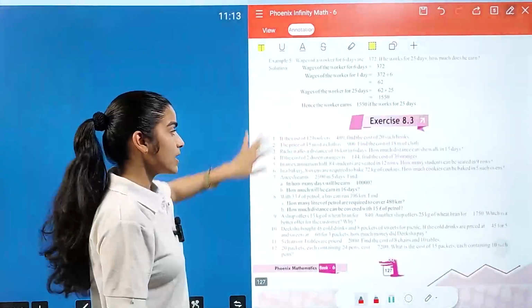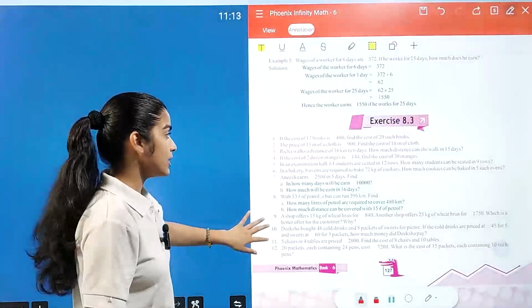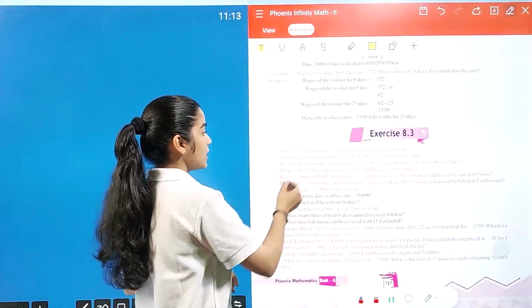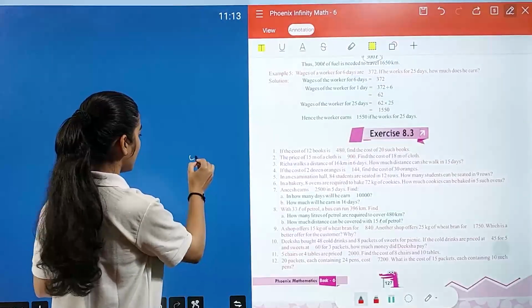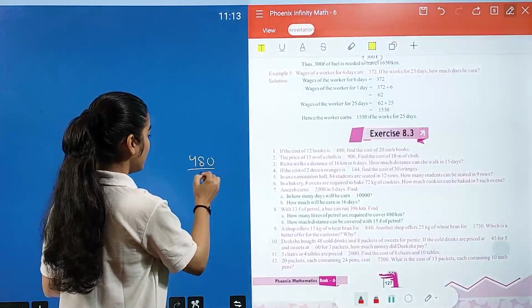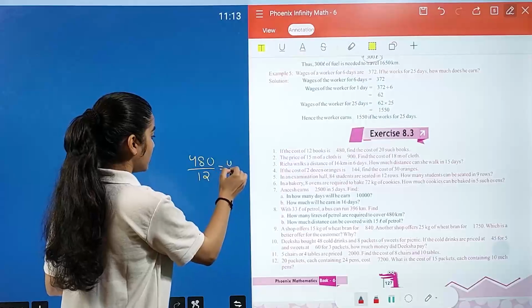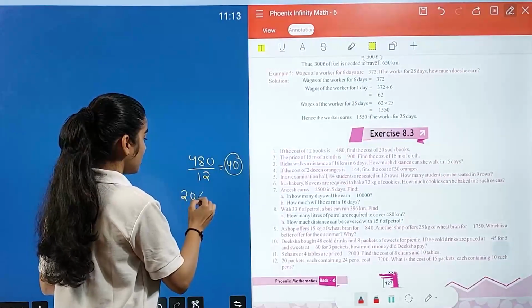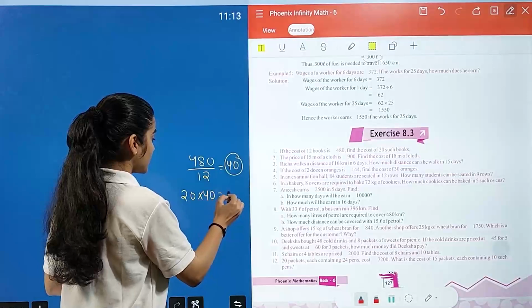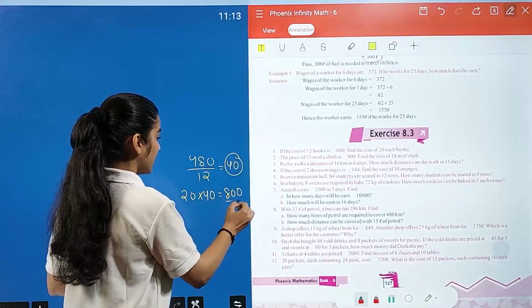So the next exercise we have is 8.3. If the cost of 12 books is 480, find the cost of 20 such books. So 480 divided by 12, you have 40 rupees, and now you have to find the cost of 20 such books. So 20 multiplied by 40, your answer is 800.